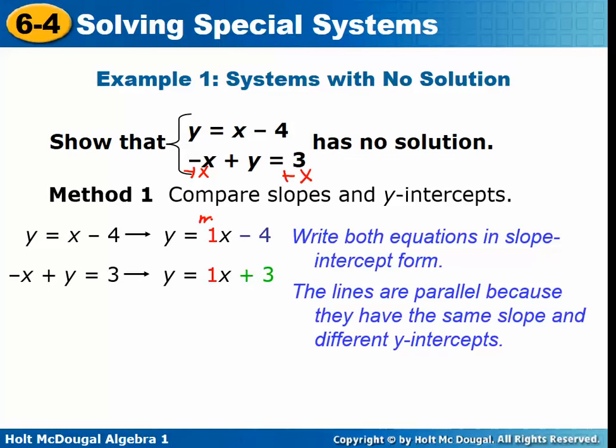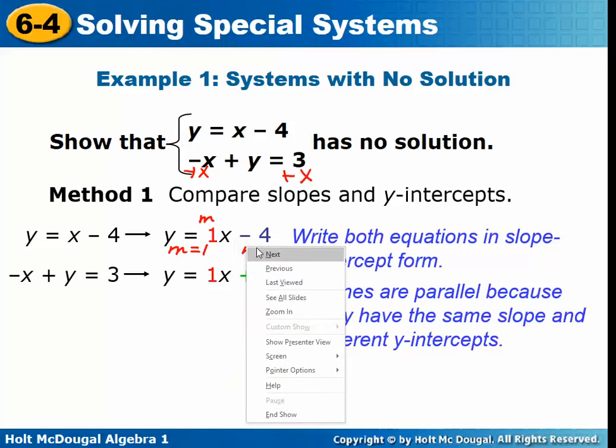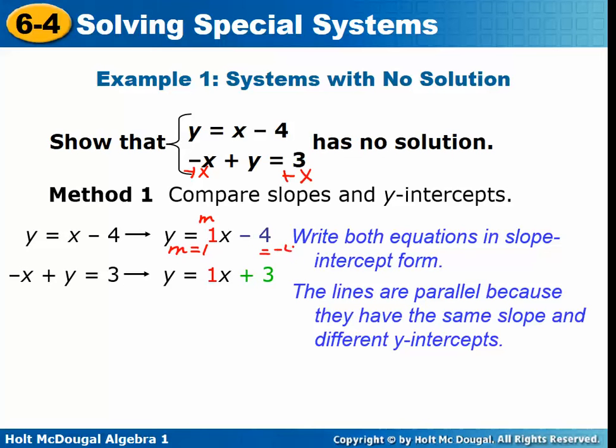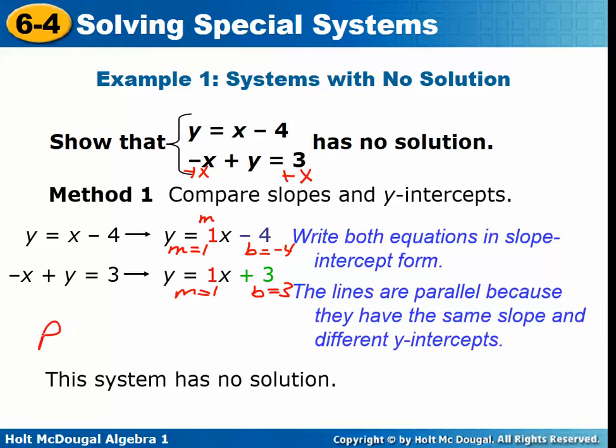This has a slope of 1 and a y-intercept of negative 4. This one has a slope of 1 and a y-intercept of 3. So they have the same slope. If they have the same slope but different y-intercepts, that means that they're parallel lines. And parallel lines will never intersect, so they will have no solution. So one way of doing these problems is by looking at the slope and y-intercept.